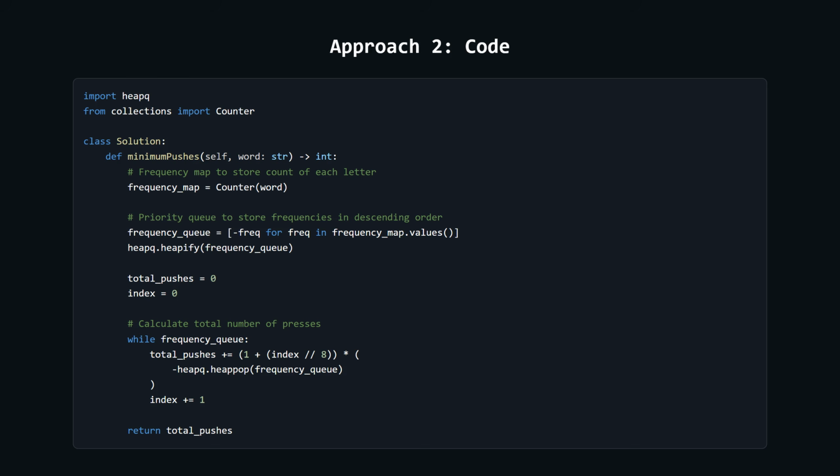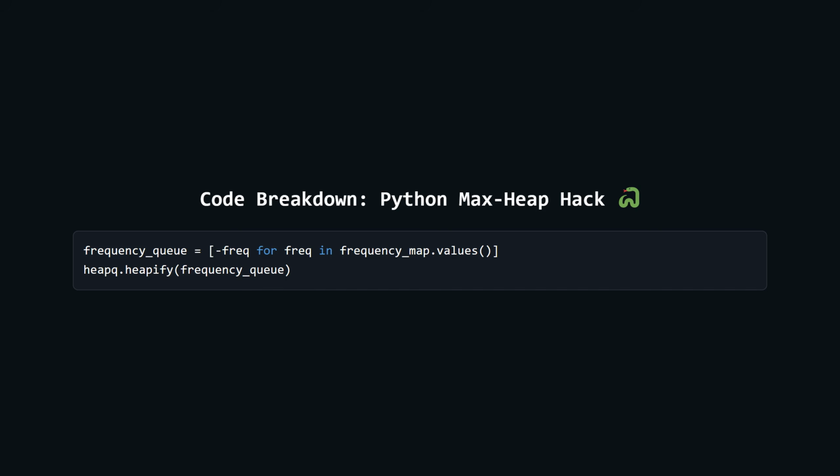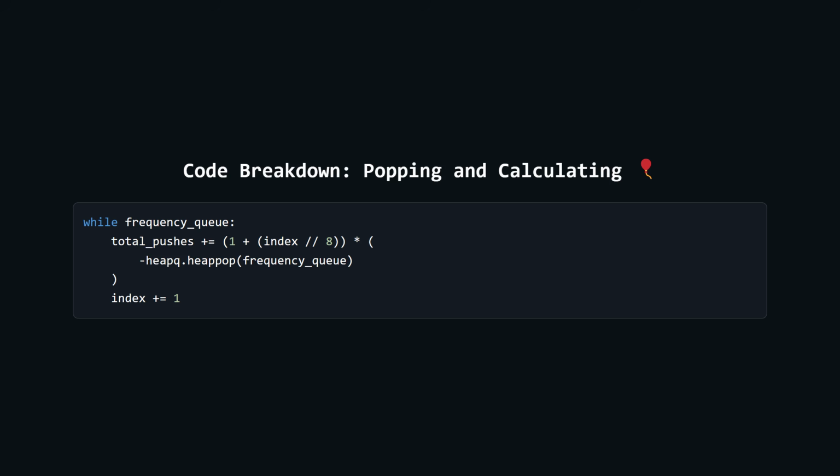Let's take a closer look at the unique parts. Python's built-in heap is actually a min heap by default, meaning it puts the smallest numbers at the top. To trick it into being a max heap, we just make all our frequency counts negative before pushing them in. Then, we run a loop as long as the heap has items. We pop the top item out, make it positive again with a minus sign, and use the exact same divide by 8 math we used in the first approach to calculate the pushes.